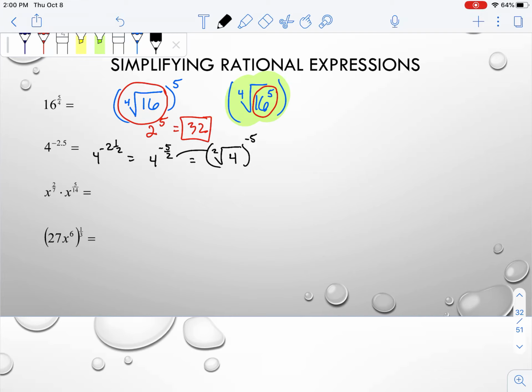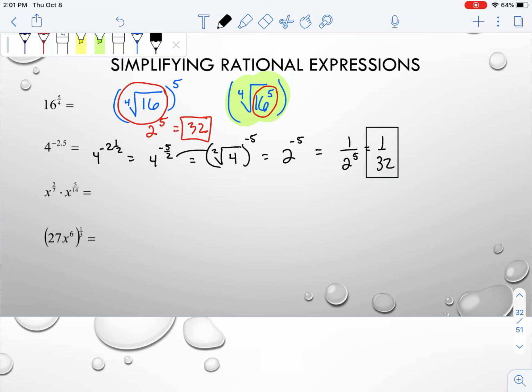I know what the square root of 4 is. If I put the negative 5 on the inside, I don't know what 4 to the negative 5th power is mentally. So I'm going to keep it simple. The square root of 4 is 2, and then 2 to the negative fifth. Well, negative powers tell me to take the reciprocal and make the exponent positive, so that just becomes 1 over 32.